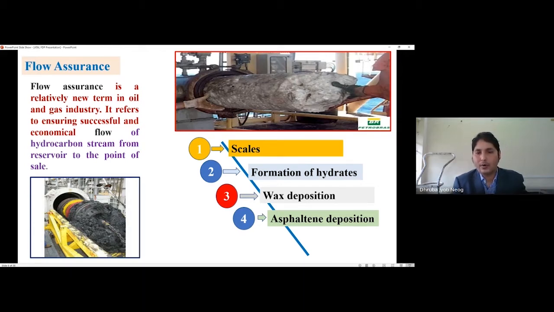So there are different forms of deposits that take place inside the reservoir, inside the tubing, or inside any flow line. These are the kinds of deposits. Scale is an inorganic deposit, others are organic deposits. Formation of hydrates may take place inside the flow line. Wax paraffin deposition may take place in the formation and inside the tubing. Therefore, it will limit the flow of crude oil or well fluid from the reservoir through the well, and through the downstream flow line to reach the surface installations.